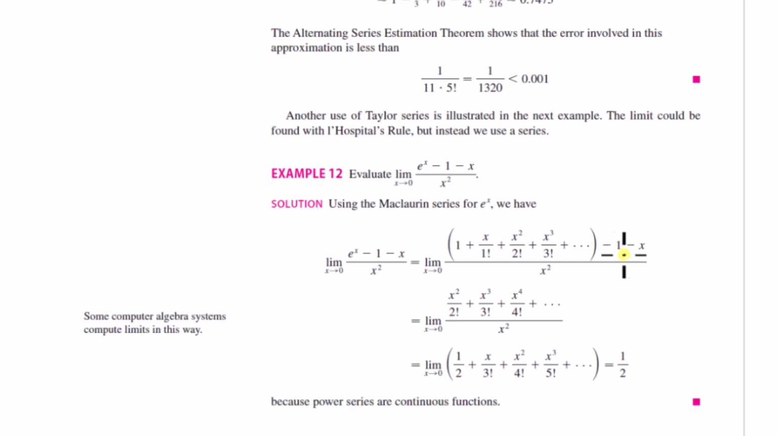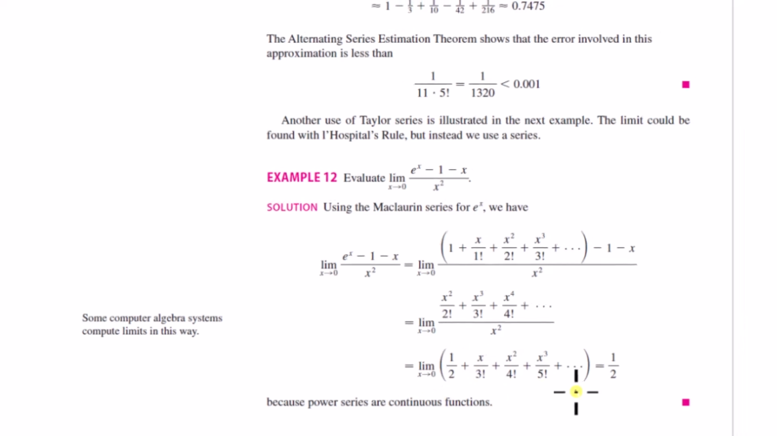And so e to the x minus 1 minus x, over x squared. Then you think about dividing x squared into each of these terms. 1 minus 1 is 0, and x over 1 factorial is x, so x minus x is 0. So they take out the first 2 terms from the numerator, and now they're left with this. Now they divide x squared into each term, and they get this new series. And then as x approaches 0, every single term goes to 0 except for the 1/2, and there you go.